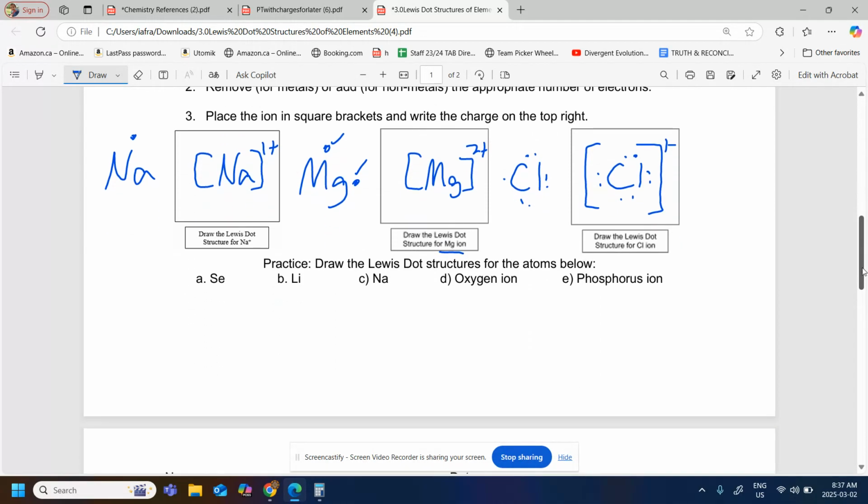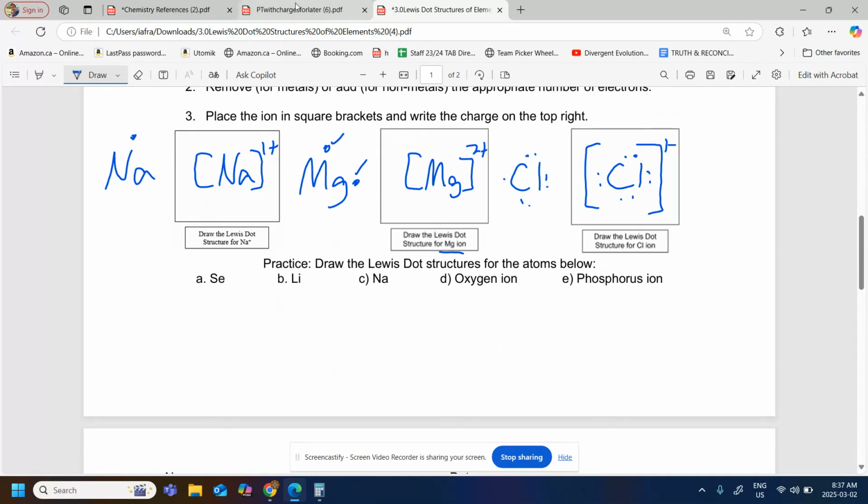So notice that metals, you don't draw any electrons around them because they lose them. And then you put the square brackets and you put the charges. Non-metals, you draw all the electrons around them because they gain, and then you put square brackets and you put the charges. So pause the video, try these ones out here, and I will take them up.